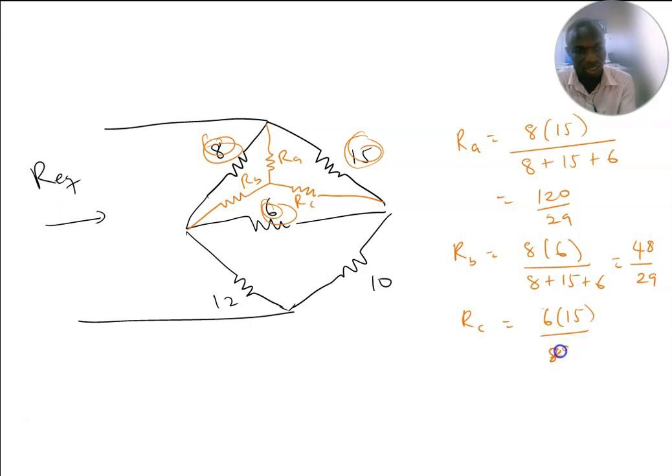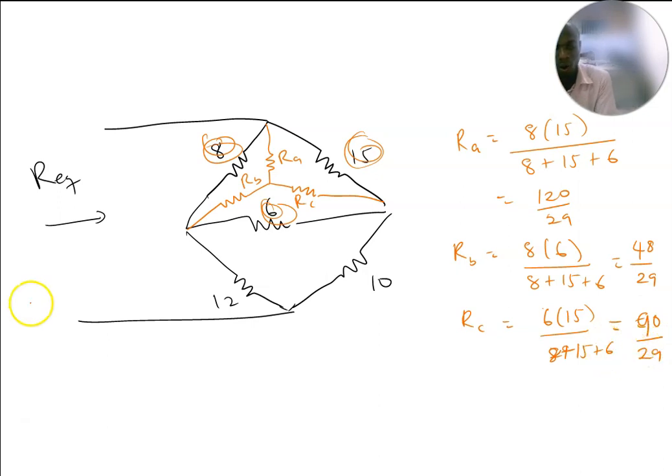On 8 plus 15 plus 6. And what's the final answer? So 6 times 15 is going to give us 90. So 90 on 29. Do you get it?